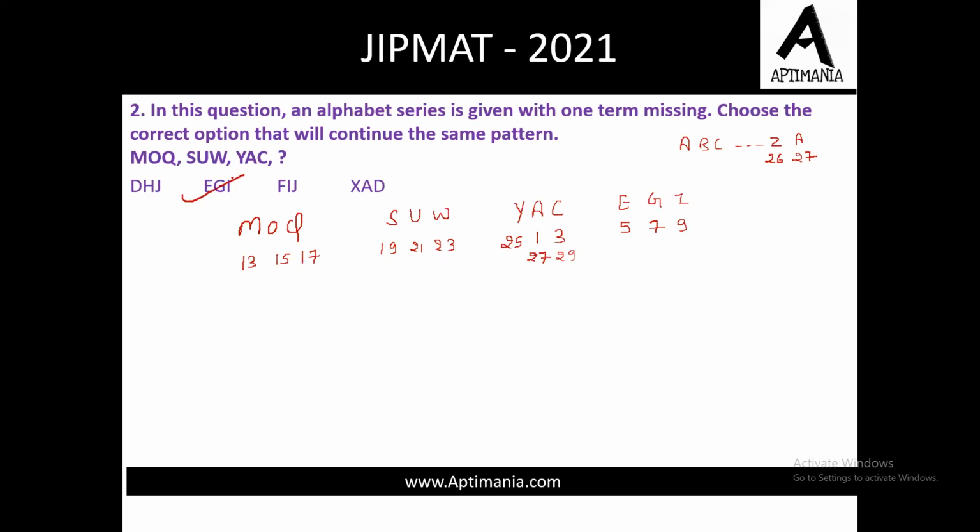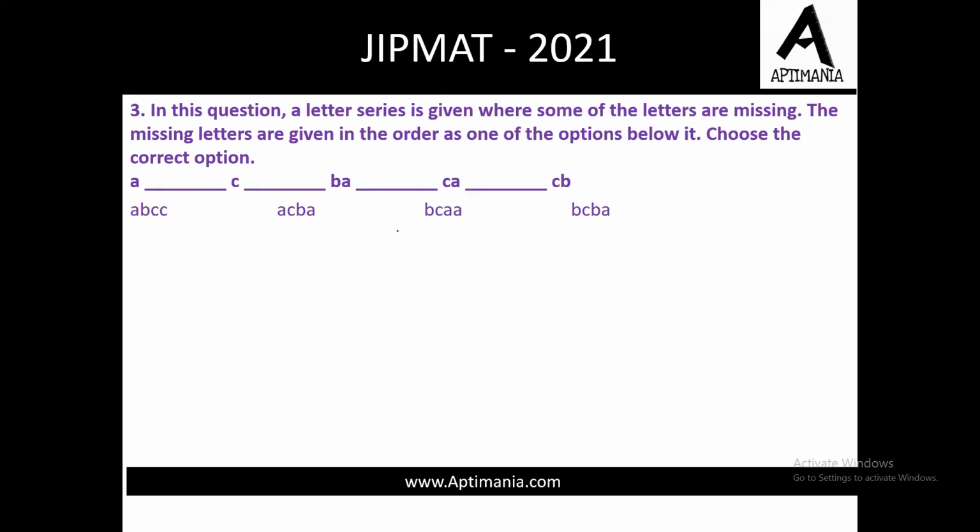Option second. Moving to next question. In this question, a letter series is given where some of the letters are missing. The missing letters are given in the order as one of the options below it. Choose the correct option. So इसमें क्या करना है? यहाँ पर एक कोई पैटर्न बन रहा होगा. We need to check for the pattern. How to solve such question? The best way is to use options.